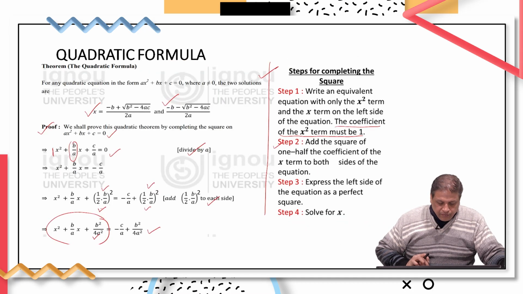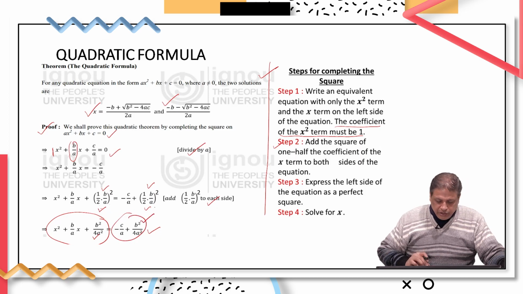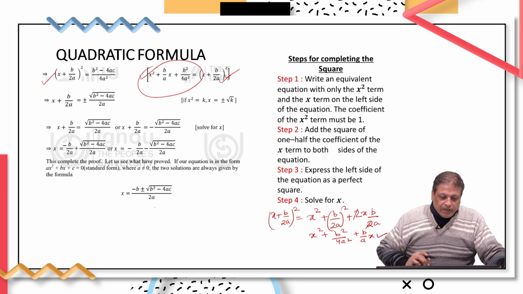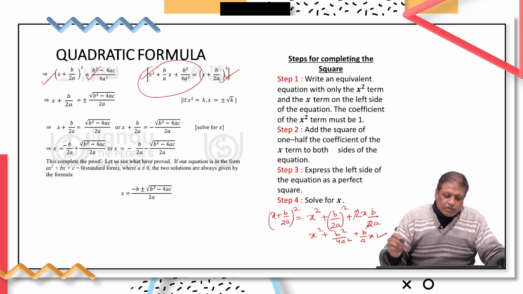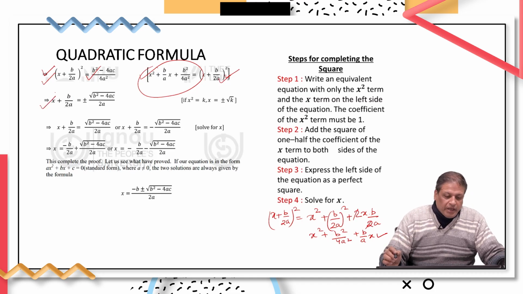On the same lines, solving the right hand side of this equation, taking the LCM and solving it, what we will get is b square minus 4ac upon 4a square. Now again, since this equation is in square format, taking the square root of the entire equation, what we will get is x plus b by 2a equal to plus minus square root of b square minus 4ac upon 2a.